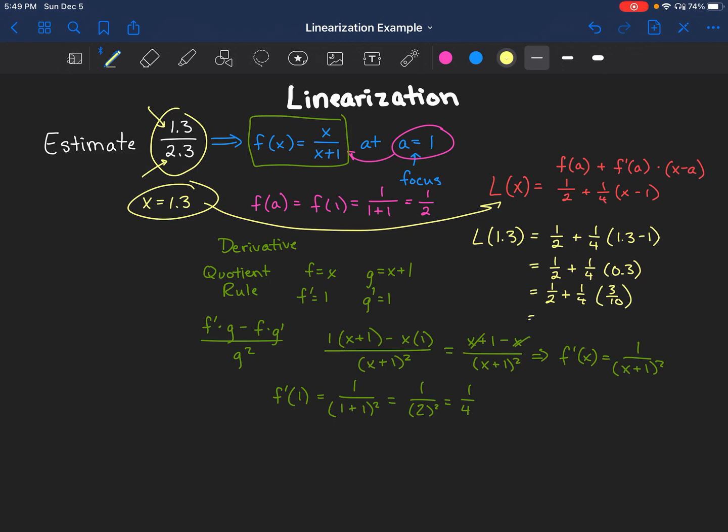So if I do a little bit of arithmetic there, we're going to have 1/2 plus 3 over 40. That 1/2 is the same thing as 20 over 40 plus 3 over 40. And so a good estimate would be 23 over 40. And I can type that into my calculator, and I know that that's going to be a much prettier number than the actual value. So my estimate here, and I'll write it down real fast, is 0.575. Okay, and that is my estimate.